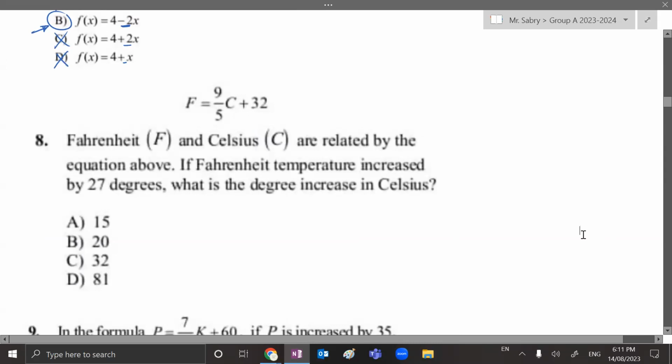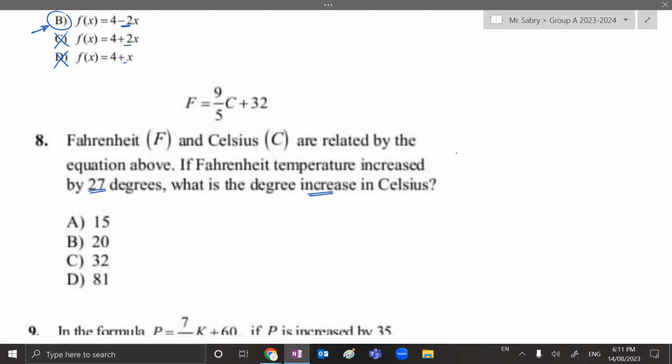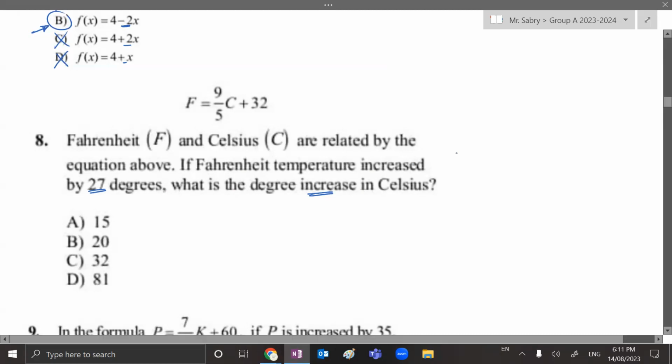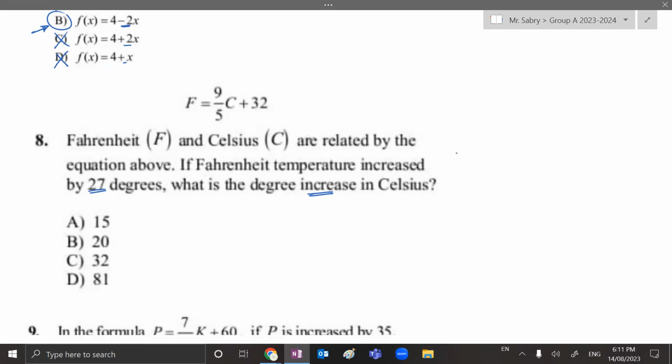If this is a linear function, clearly بيقول لي if the Fahrenheit temperature increased by 27, what is the degree increase in Celsius? هنا I cannot substitute مكان الـ F 27. I can't do that because they did not ask for what is the Celsius degree when the Fahrenheit degree is 27. That's not the question. The question is when I increase the Fahrenheit 27، the increase that will happen في Celsius قد إيه?